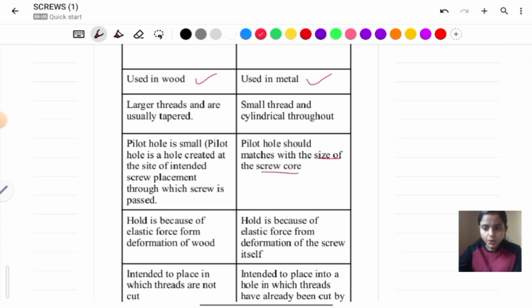In the wooden screw, hold is because of the elastic force from deformation of the wood. As the wooden screw is used in wood, the hold is because of deformation of the wood, and in the machine screw, hold is because of elastic force from deformation of the screw itself.